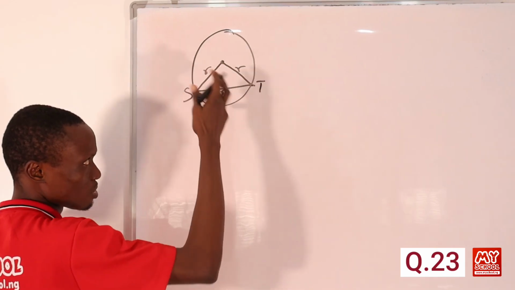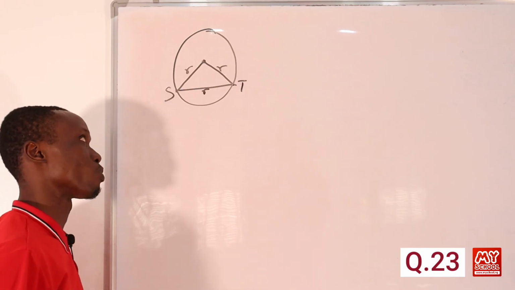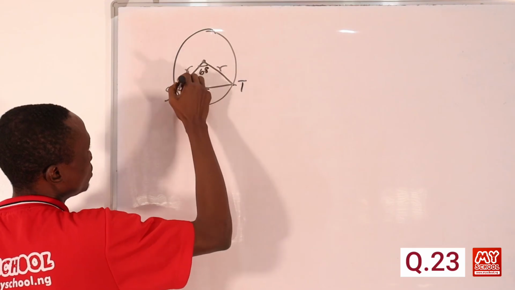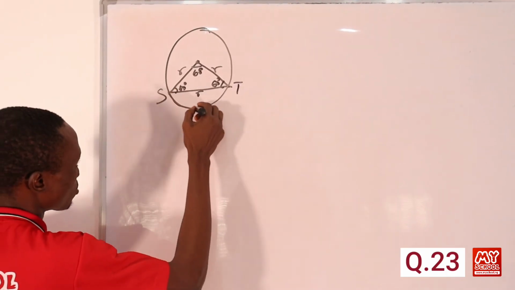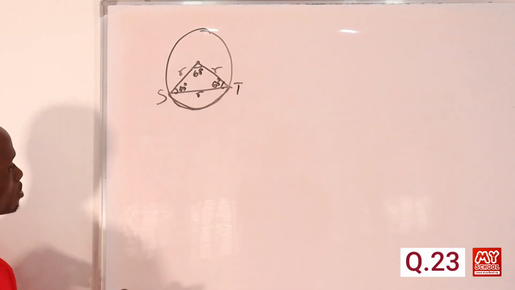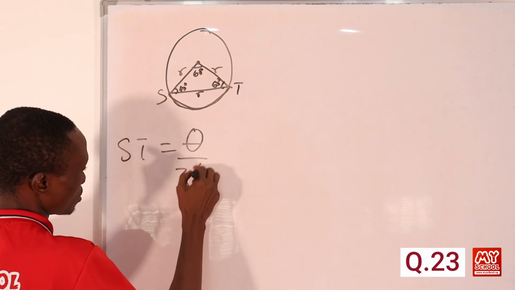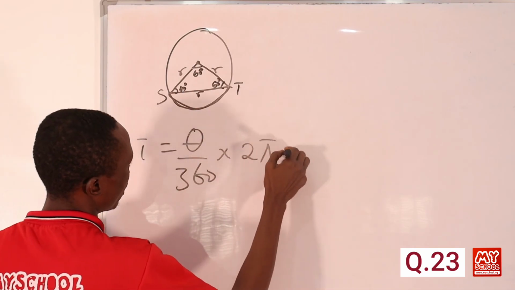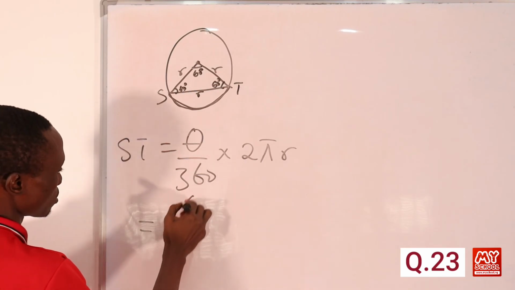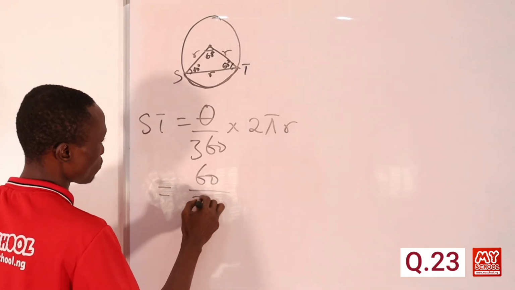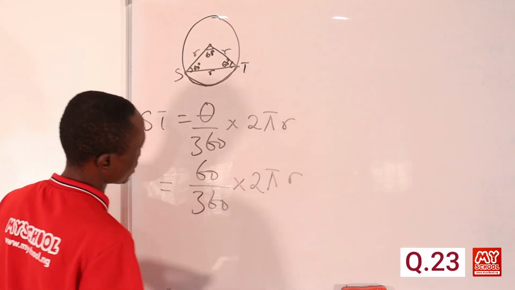So that means this is typically an equilateral triangle. And remember that all the angles of an equilateral triangle are equal. So that means here is 60 degrees, here is also 60 degrees, here is 60 degrees. So we can calculate the length of the arc ST. So this is the length of the arc ST, right? So the length of arc ST is given as theta over 360 times 2 pi r, right? So we can now substitute. So here we'll be having 60 degrees all over 360, then times 2 pi r.